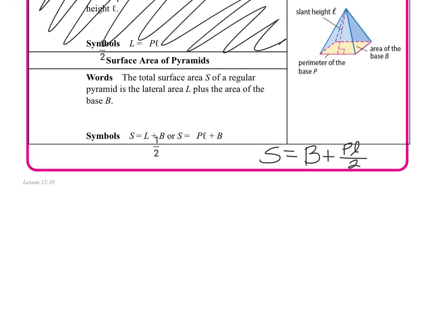Okay? So let's talk about what those mean. Capital B, what does capital B mean? Area of the base. Yep. Okay, we know what capital P means. What does that mean? Perimeter. Of what? Base. Yep, perimeter of the base.